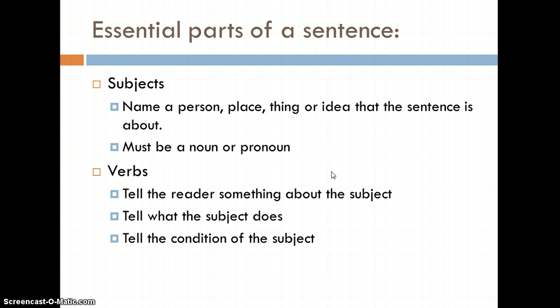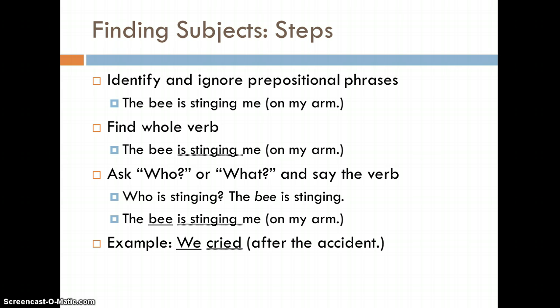So subjects are one of the main parts of a sentence. We can't have a sentence without a subject. So how do we find subjects in sentences? Well, the first step is to identify and ignore any prepositional phrases. A subject will never be found in a prepositional phrase, so we can simply identify and then ignore prepositional phrases.